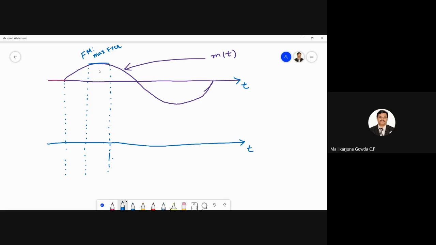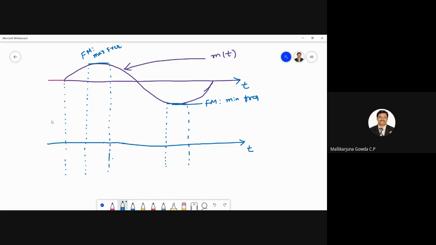This is the positive peak, right? And similarly, this is the negative peak of the message signal, right? During this period, because the amplitude of the message signal is reducing, at this instant of time we need to draw fewer cycles. So here, this will be the FM minimum frequency.